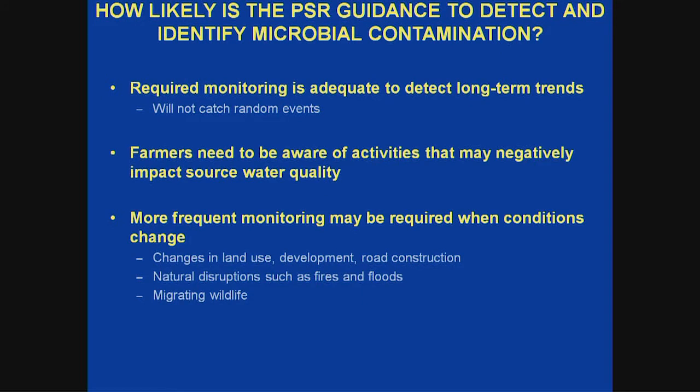So, how likely is this guidance, in my opinion, to detect and identify microbial contamination? Well, the required monitoring is most definitely probably adequate to detect long-term trends, but you're not going to catch random events, right? So the hog waste pond that breaks open upstream, unless you happen to be sampling on one of those days when it's running through, you probably won't see the elevated bacteria from that, right?